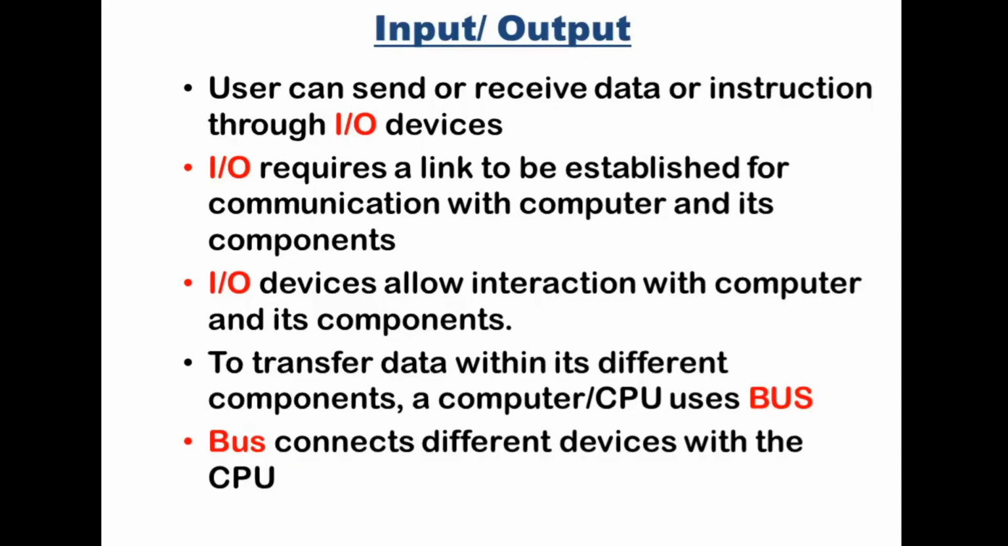So now the question is how this I/O interface is established, or how the I/O takes place. To transfer the data within its different components, a computer or CPU uses bus. So what is bus, boys? Bus connects different devices with the CPU. And what is the composition of the bus? And what is the architecture of the bus? What are the different types of the buses? I am discussing it with you in the next slide.